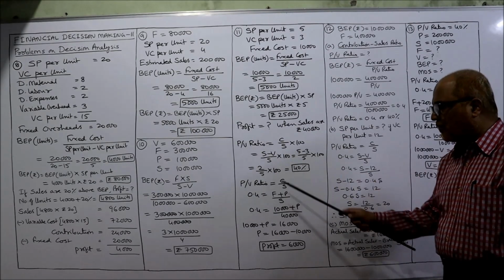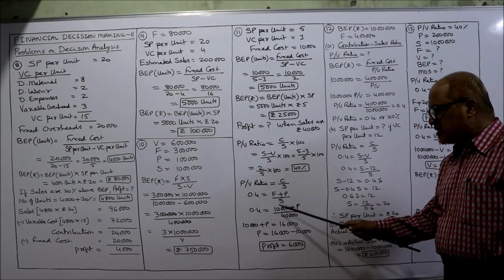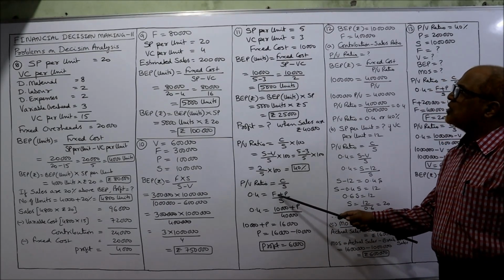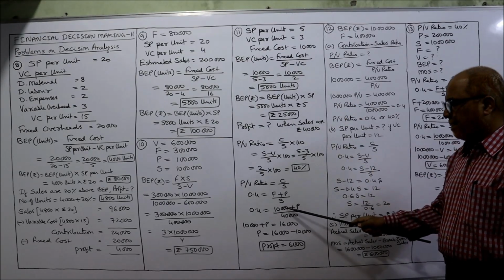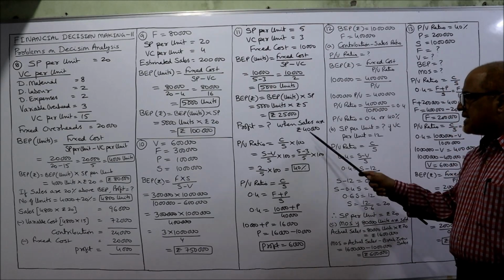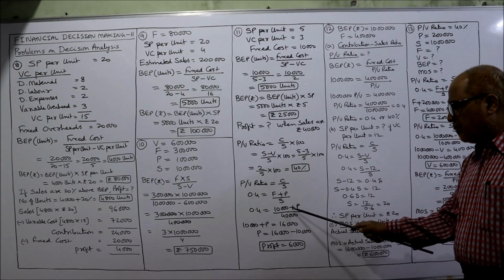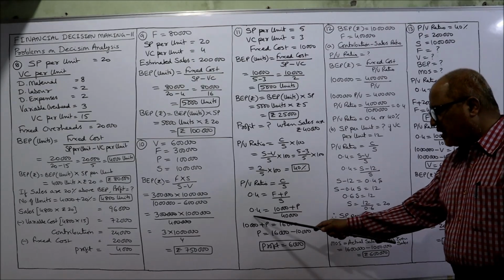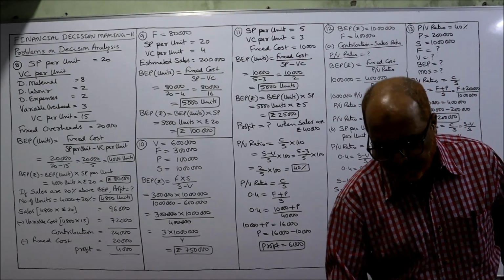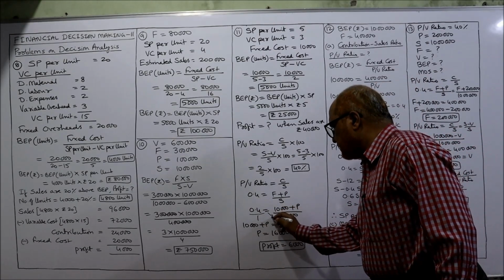Because I need profit. That's why I am writing F plus P by S. So 0.4 is equal to fixed cost. Fixed cost already given in the problem, 10,000. Plus profit, we have to find out profit. And sales are given 40,000. Now cross multiply 10,000 plus P. Here the denominator is 1. We are making cross multiplication like this.